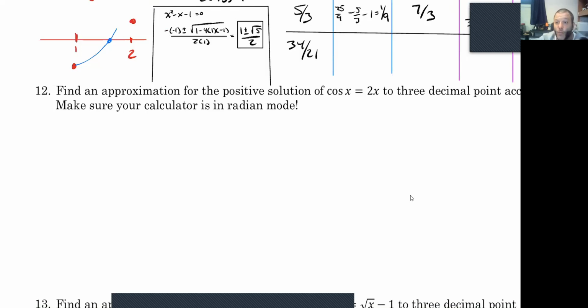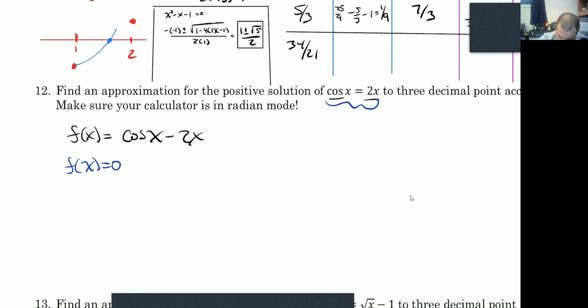With Newton's method, one of the things we want to make sure we're doing is making sure we have a function. So cosine of x equals 2x is actually two functions together. What we could do is let f of x equal cosine of x minus 2x, if I brought the 2x over to the other side. Solving cosine of x equals 2x is the same as asking, where is f of x equal to 0? What is the root of our function?